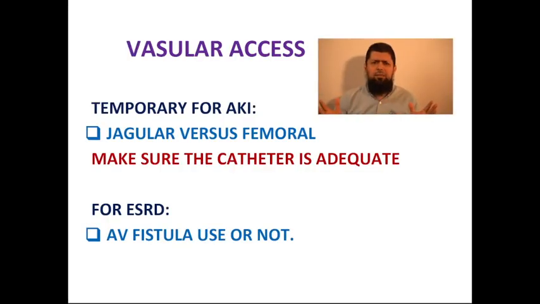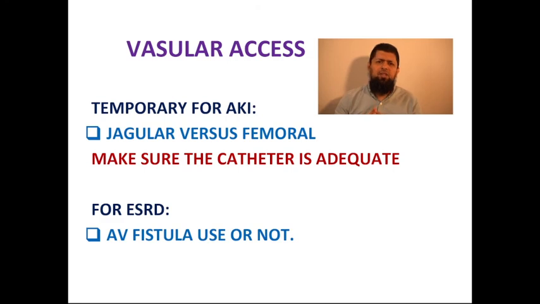Regarding temporary vascular access for acute kidney injury patients, jugular versus femoral: if the patient is in prone position, we prefer to put the catheter in the jugular. If the patient is not in prone position, we can insert it femoral. There is no evidence about decreasing the incidence of infection, but it is very important to make sure that the catheter is adequate.